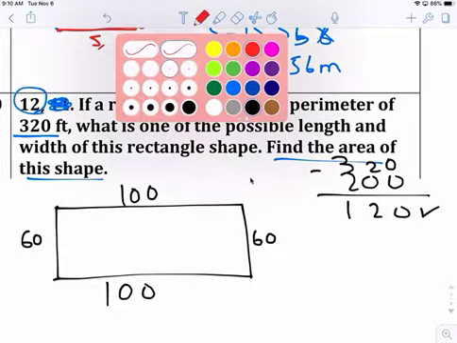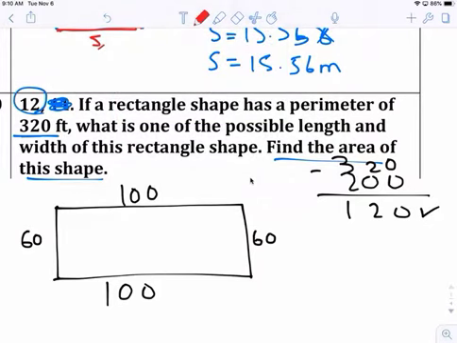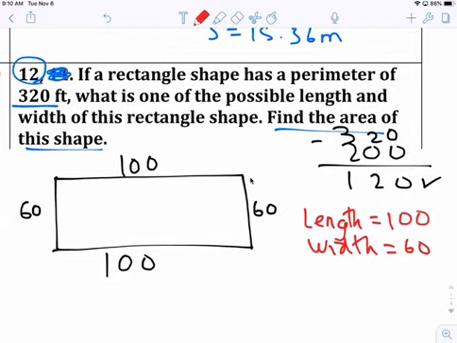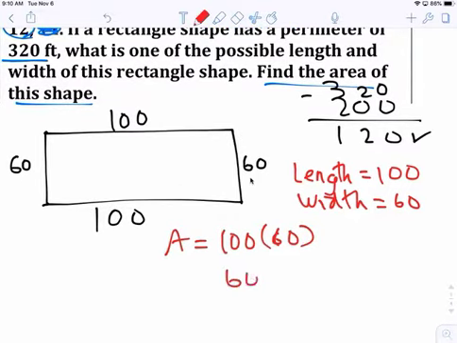So my length is 100. The width is 60. Okay, so the area then, area is base times height, so 100 times 60. So you get 6,000. And these are all in feet.